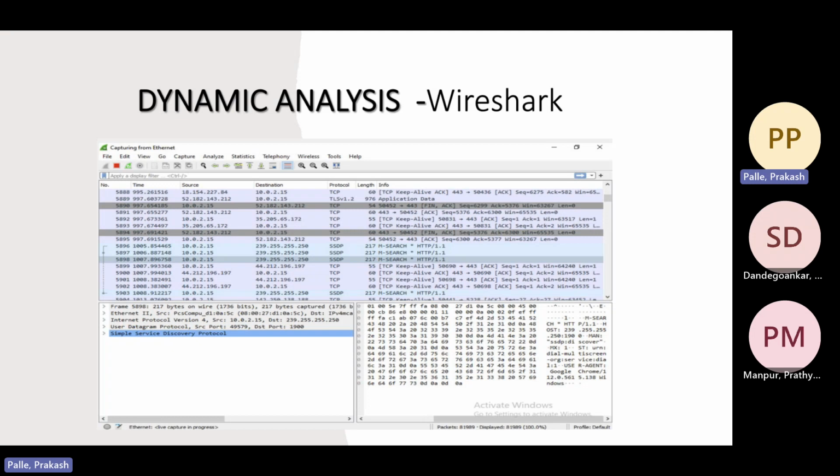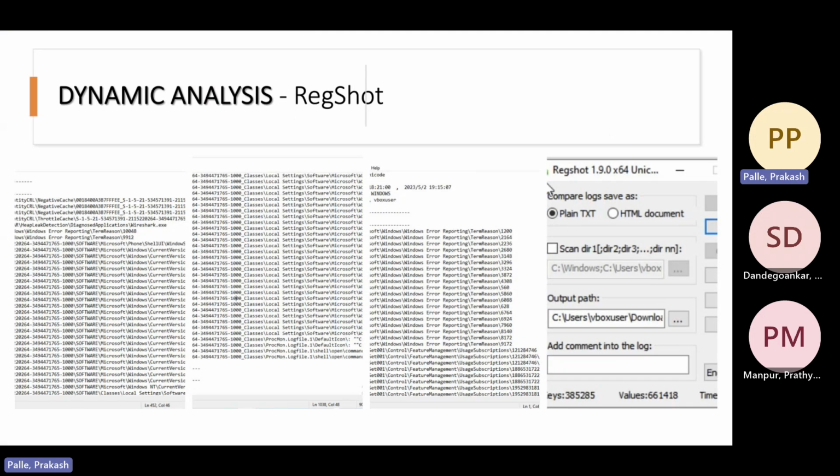And the other tool we have used is Regshot. Regshot is a specific tool to capture the registries that the system is using before and after the malware analysis. This is a very good tool to compare what registry entries were installed by the malware and what were deleted by the malware.